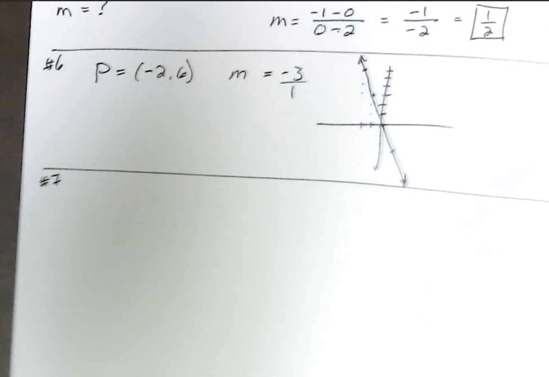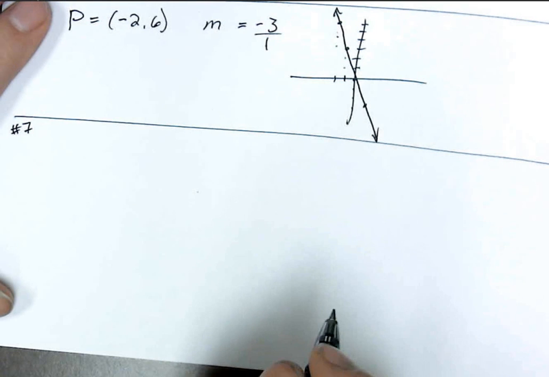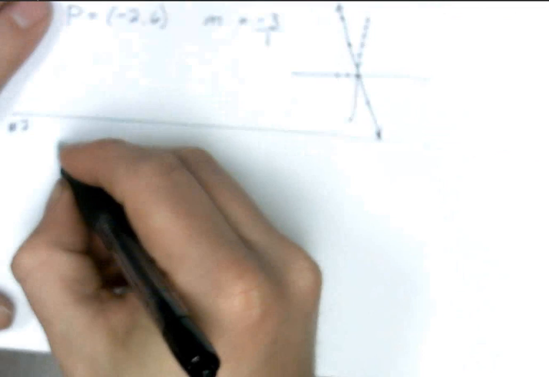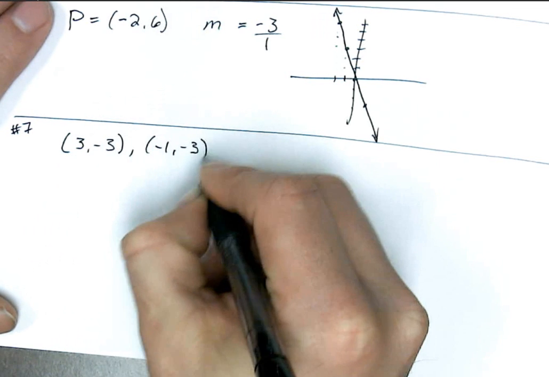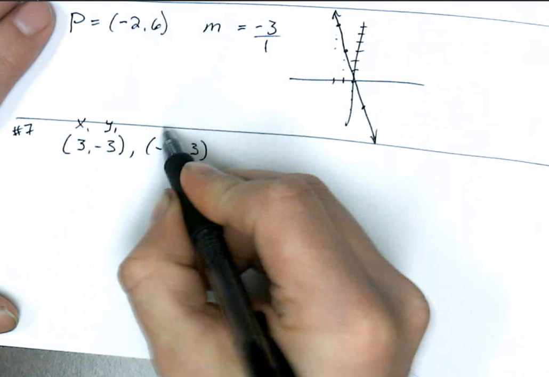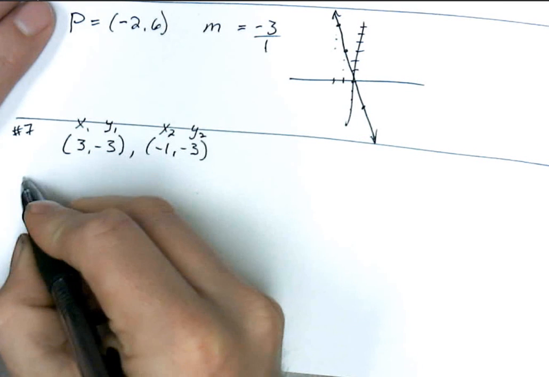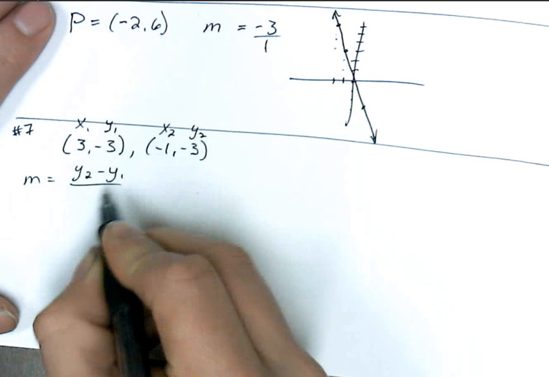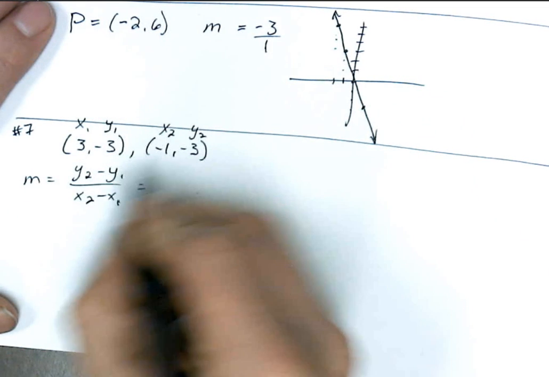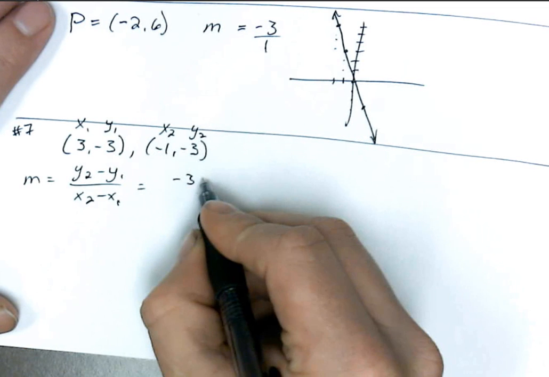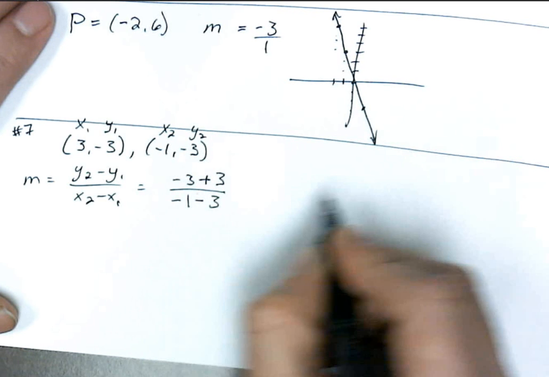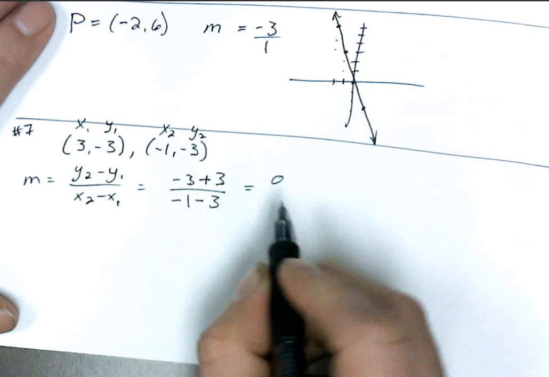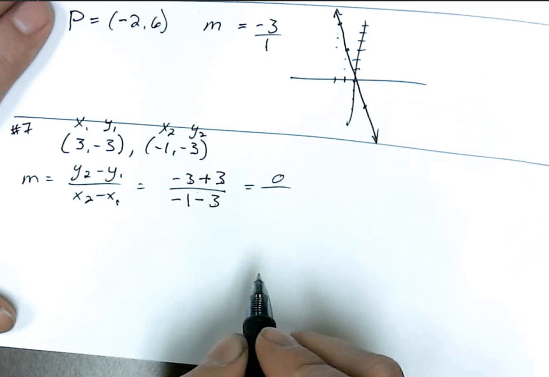All right, number 7. Find and interpret the slope of the line that goes through the given points. All right, so they're giving us, again, 3 comma negative 3 and negative 1 comma negative 3. So this would be x1, y1, x2, y2, and m is equal to y2 minus y1 over x2 minus x1. Negative 3 minus negative 3 divided by negative 1 minus 3. So that's going to be a 0. The denominator is going to be anything except 0, we're good, but that's negative 4. So 0 divided by anything is equal to 0. So my slope is equal to 0, right?